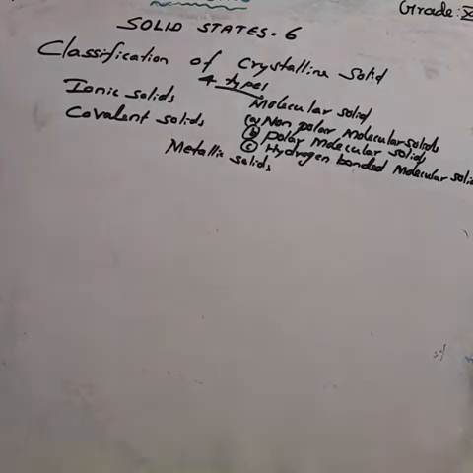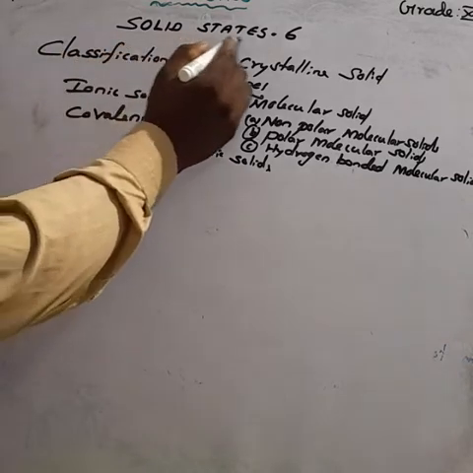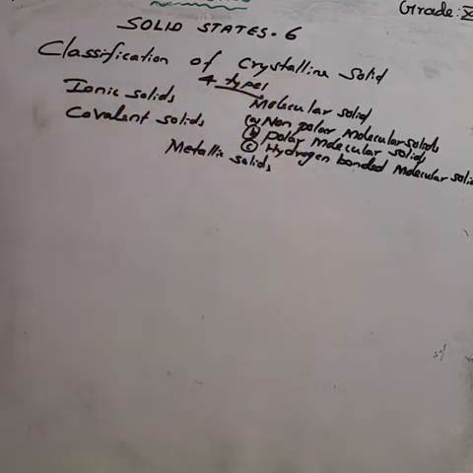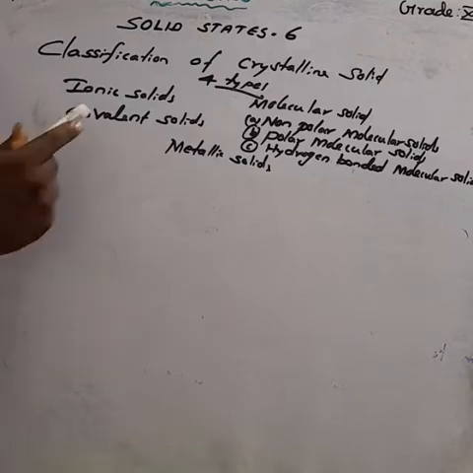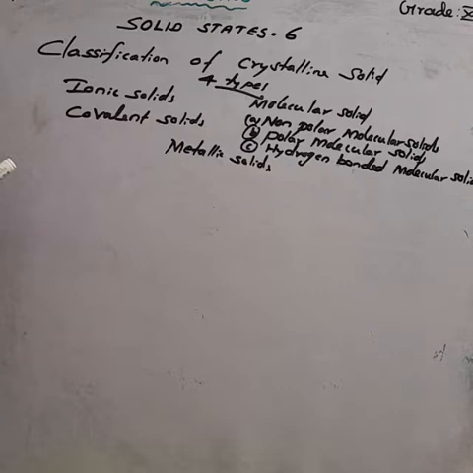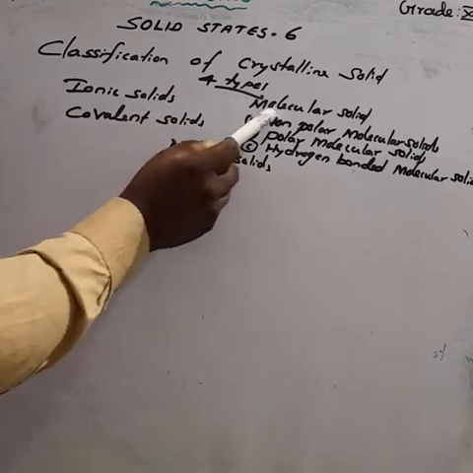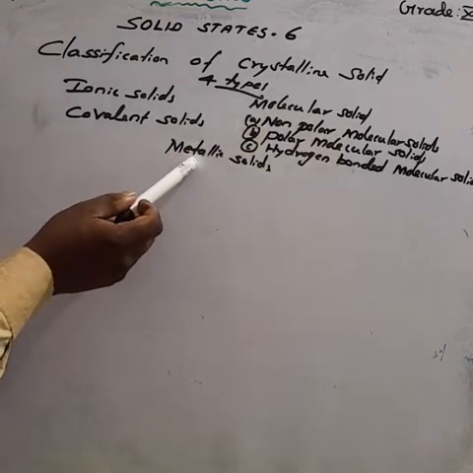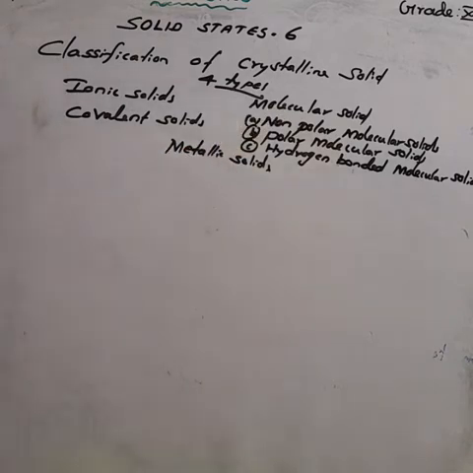Now we are discussing Unit 6, Solid State. What are the classifications of crystalline solid? The first one is the ionic solid. Next, covalent solid. Molecular solid, and also one more, metallic solid. These are the four types of solid.